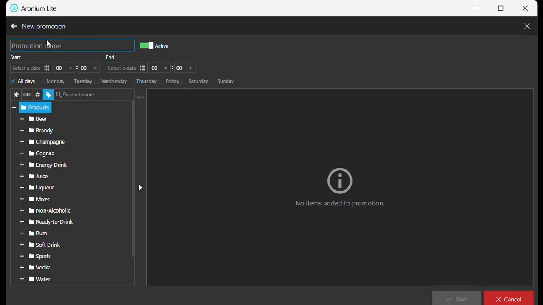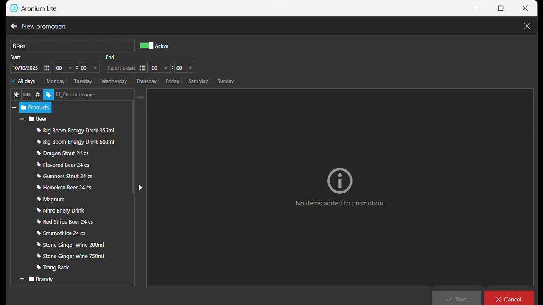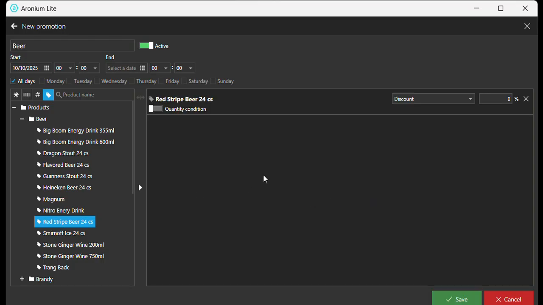So I'm going to create a promotion called beer promotion. We just want to give it a starting date of today. We're going to leave everything else blank. We just want it right through. So we are going to start off with Red Stripe. Let's start with Red Stripe. So we're going to turn on some conditions. We can use percentage, but for now, I'm going to use the fixed price.